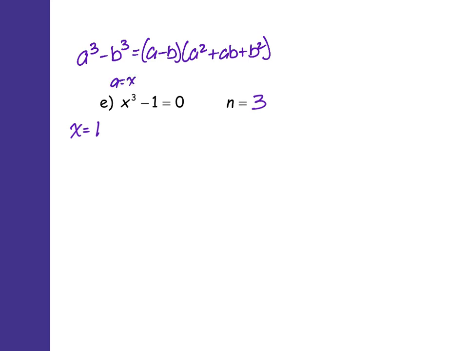A equals x and b equals 1. So all I'm going to do is substitute in to this part right here, and we're going to find the imaginary roots. We already know what the real root is. So this factors to x minus 1, which we already know that x is 1. And then it factors to x squared plus 1x plus 1 squared, which is 1. That is not factorable. Doesn't factor.